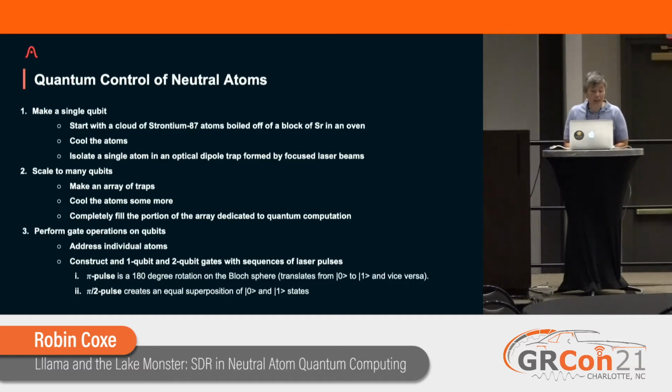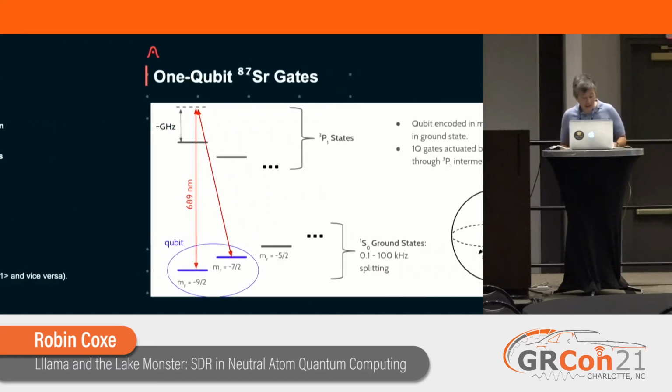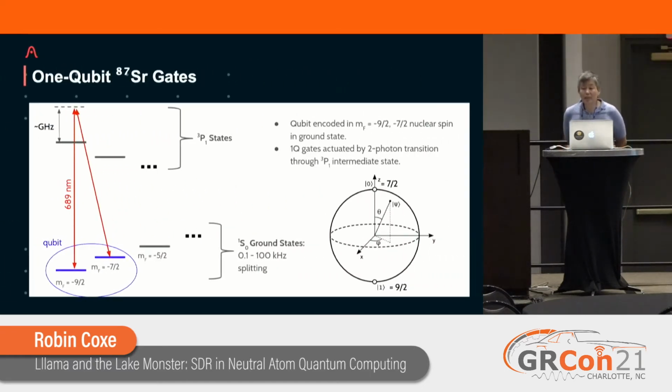And then once we have our array, we need to be able to address individual atoms, construct our gates, and perform our quantum computations. So how exactly do we make a qubit with a strontium atom?